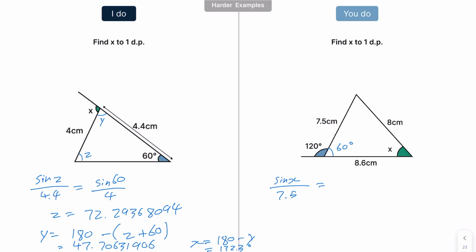And do we have another side and an angle? Yep, we do. We have that. So let's just go with that. Sine 60 over 8. If we now rearrange and solve that for x, we get 54.3 degrees.